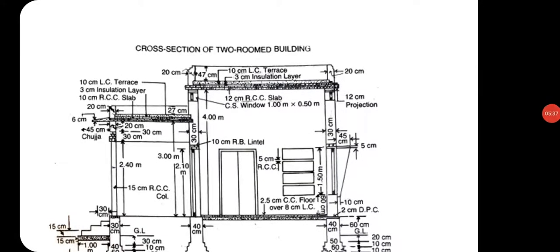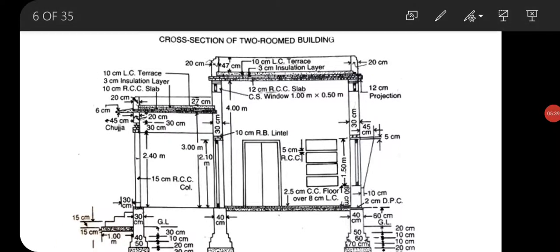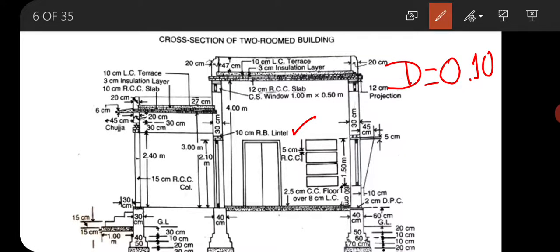The specification of lintel is given, you can refer to the sectional diagram. Here it is written as 10 cm RB lintel. So the thickness of the lintel is given as 0.10 meter. What will be the length of this lintel over door?